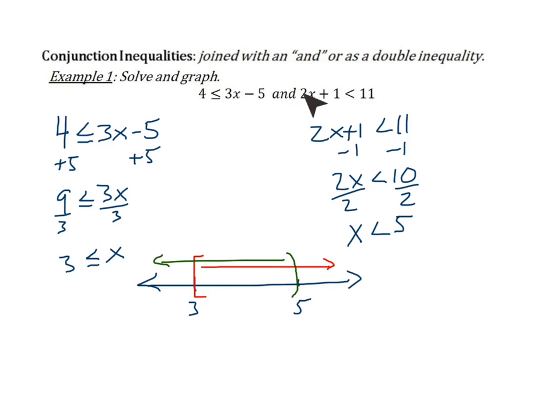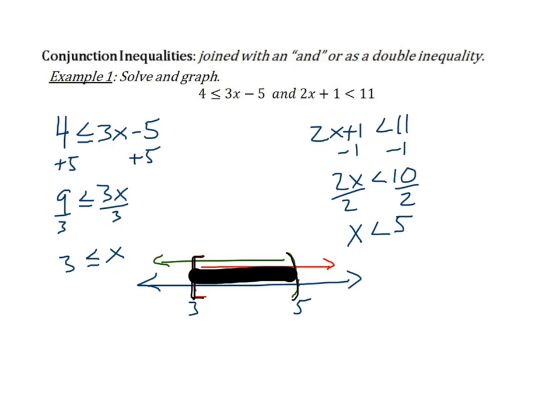The solution is where these overlap. So the and means that we're going to go in between here, and that will be all of these in between. Okay. So in between is where we get our solution. All right. So the final graph would include 3, have a round bracket at 5, and we have this in between. All right. So that's our solution set.